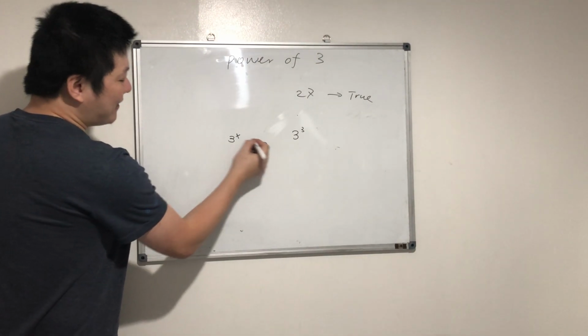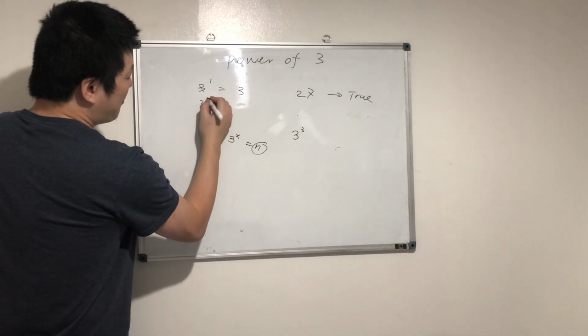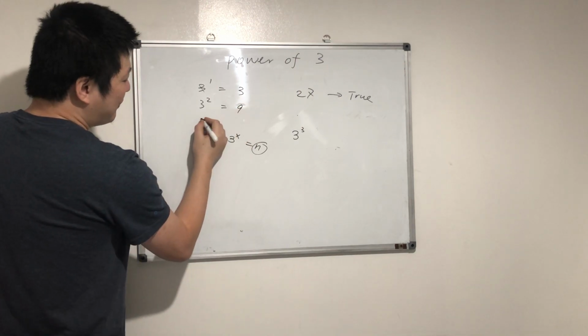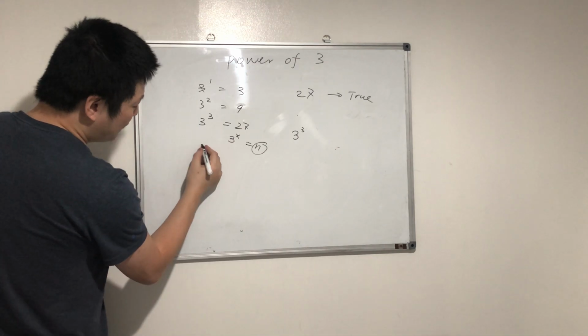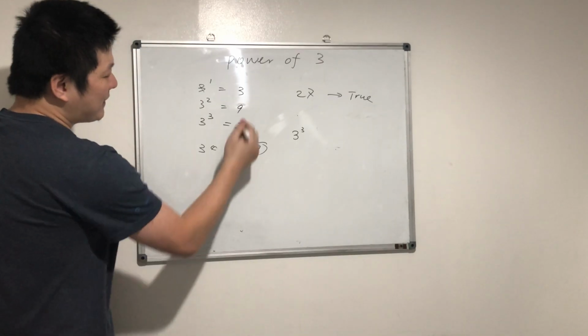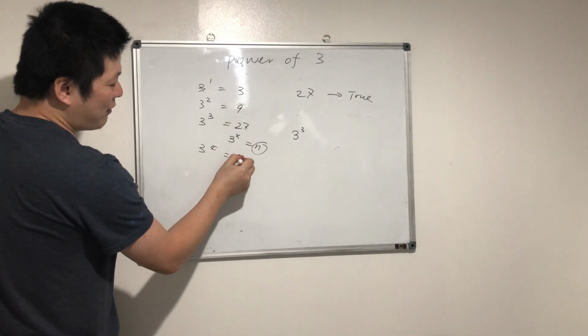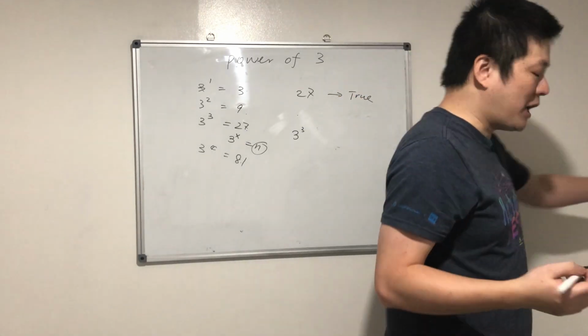If I give you n, so it's basically 3 to the power of 1, 3, 3 to the power of 2, 9, and 3 to the power of 3, 27. And what's next? 3 to the power of 4, 81, right? So basically, if it's 3, 9, 27, 81, then you need to tell me it's true, otherwise it's false.